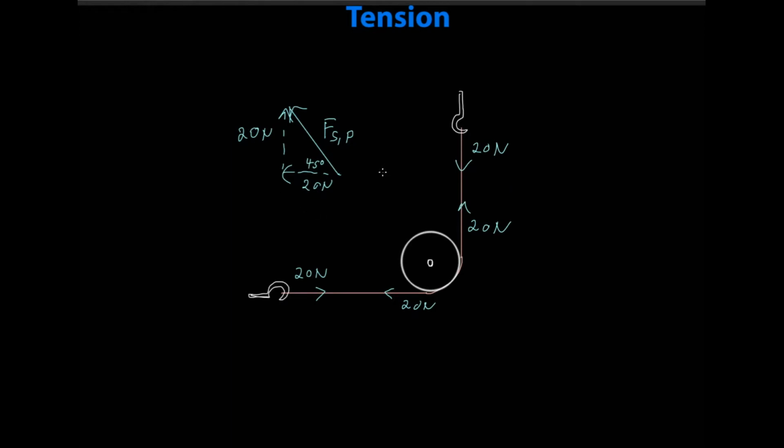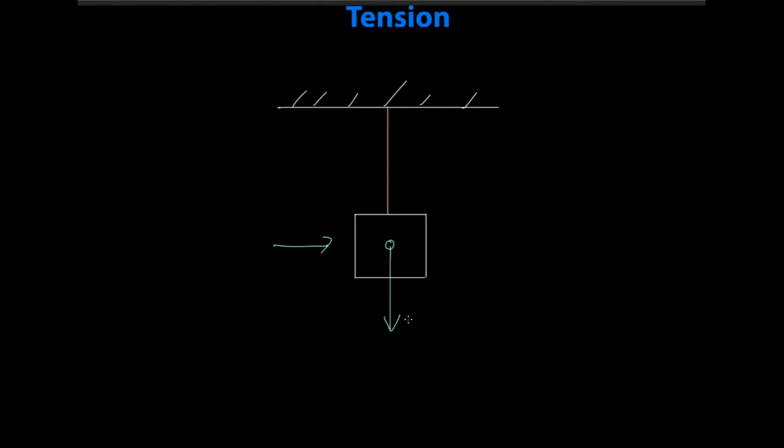So where are you going to see problems asking you about tensions? Let me show you. Let's start with the simplest version. So here's a ceiling. I have a string hanging from the ceiling. It is connected to a single object that has a mass. The first thing I'm going to do is make this my target. So I'm going to make a force diagram of this object. First thing I'll do, force Earth on object would be mg.